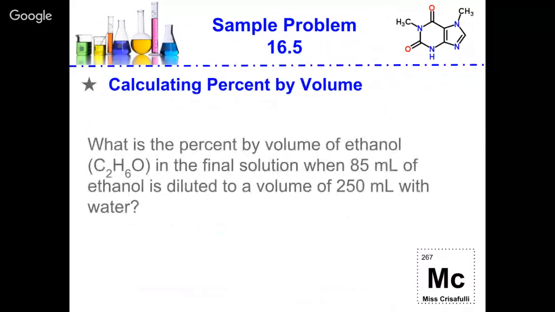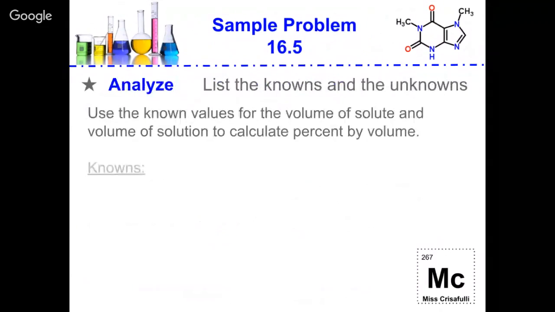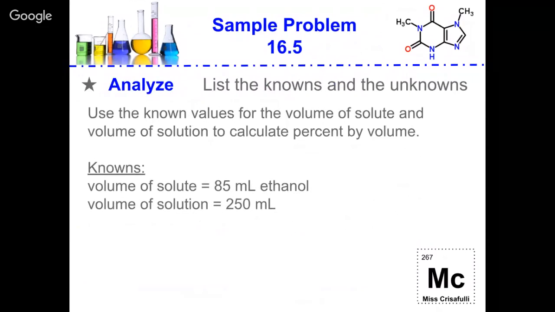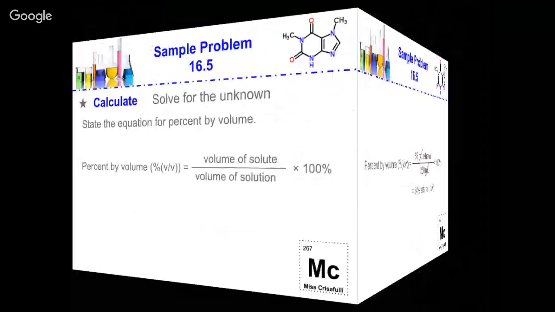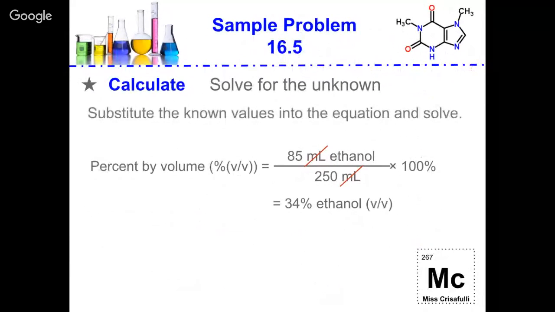So now let's calculate the percent by volume of an ethanol solution. We have a final solution that is 85 milliliters of ethanol, and it's going to be diluted to 250 milliliters with water. So how do we calculate that? We know that we have that 85 milliliters and that 250 milliliters. So we're going to take the ratio of those two, make sure your solute's on top, and then the solution is on the bottom. So we put 85 milliliters on top, 250 milliliters on the bottom. Make sure it's a percentage, so we need to multiply that answer by 100, and we'll get 34% ethanol volume for volume.